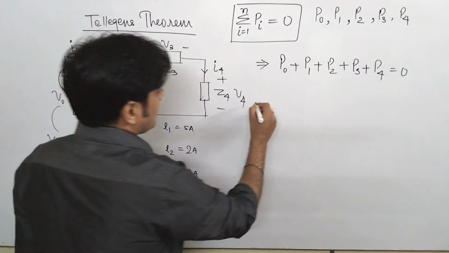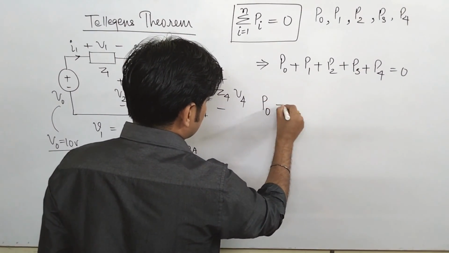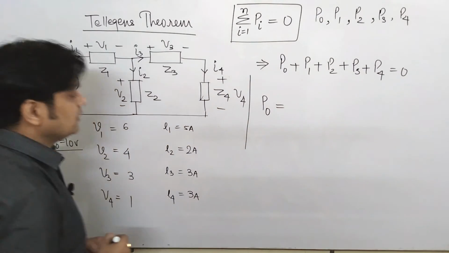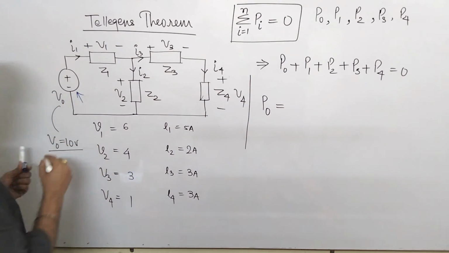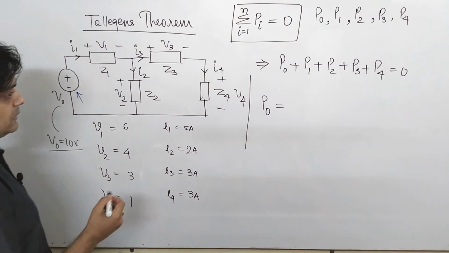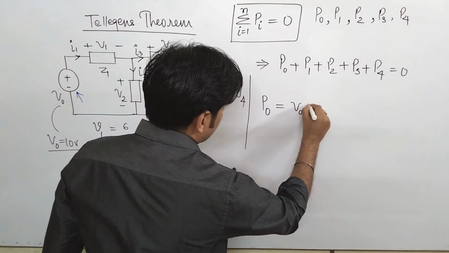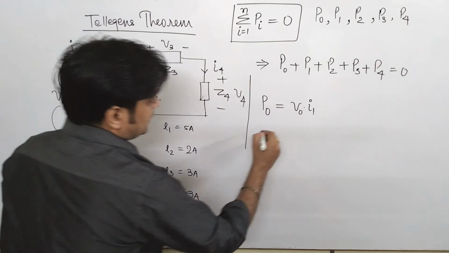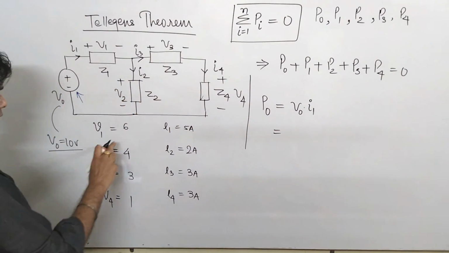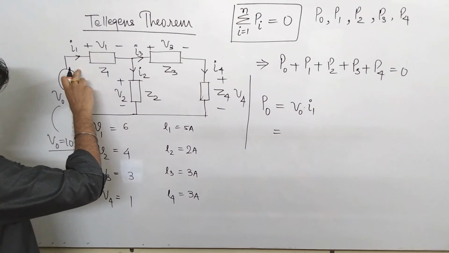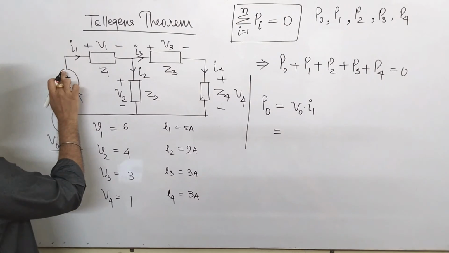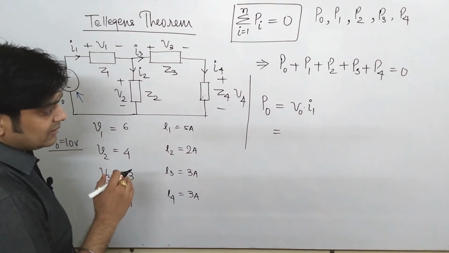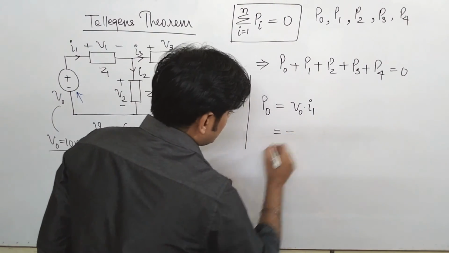Please see, one by one we will find all the values. First I am finding the value of P0. The value of P0 is V0 into I1. Now if I talk about the nature of power across V0, it's power which is supplying to the entire network. Why? Because current is going out from this voltage source, that means it is supplying, so the power sign comes to be negative.